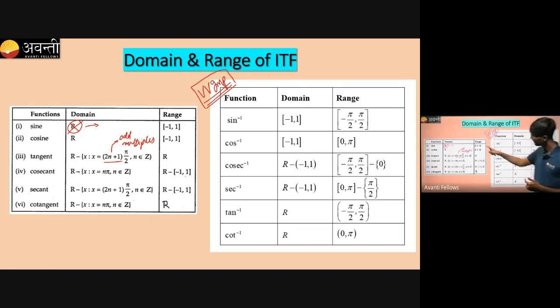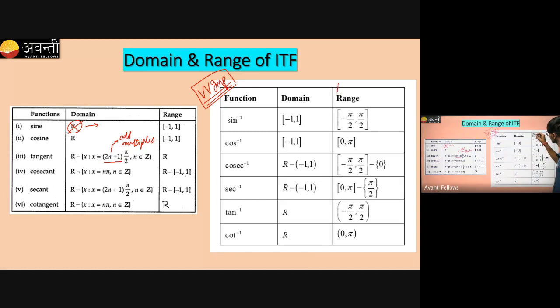So as we can see, the range has become the domain, there is no change here. -1 to 1, -1 to 1, R, R. The range of sine has become the domain of sine inverse. Look at this part, the range of sine inverse. We have curtailed it to minus pi by 2 to pi by 2. We have curtailed the range of cos inverse to 0 to pi.